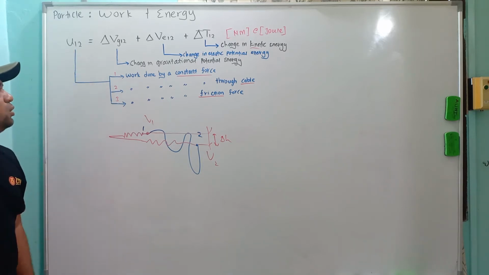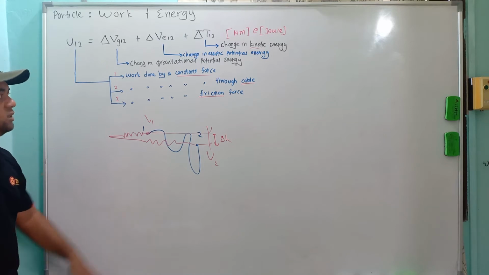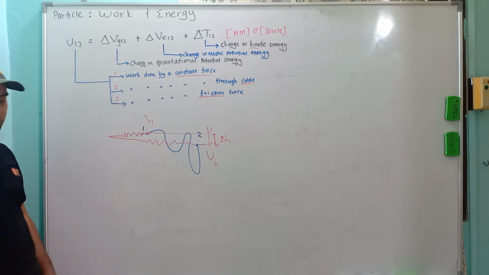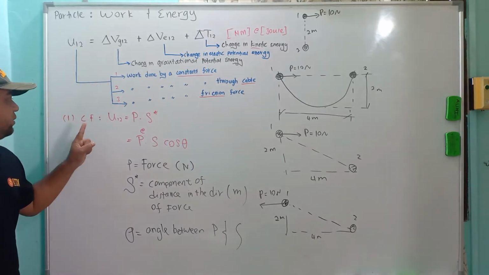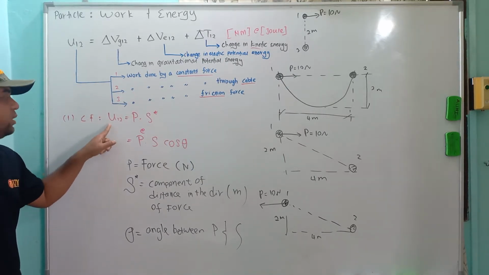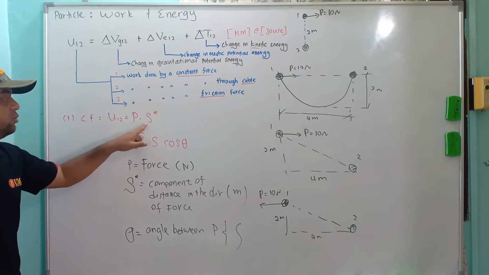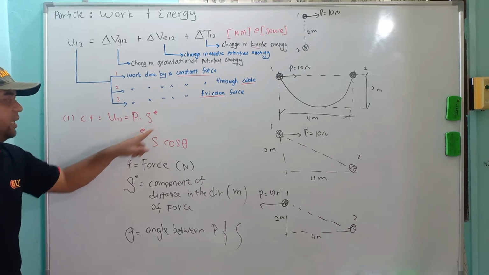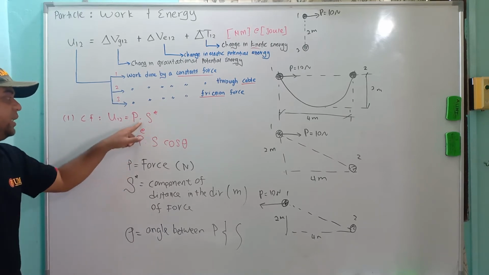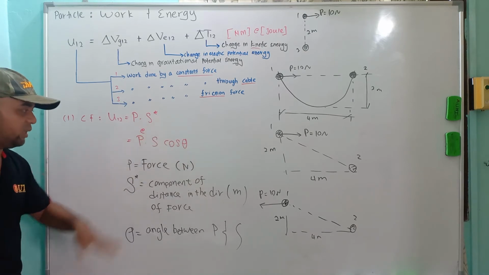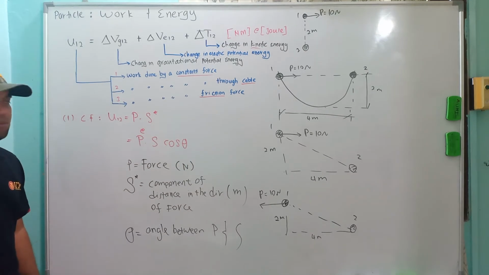Start with the U12, which is work done by a constant force, cable, and also friction force. The first one is work done by a constant force. So U12 by a constant force is equal to P times S, or P times S cos theta. You can use both of these. I will explain why and how to use them.